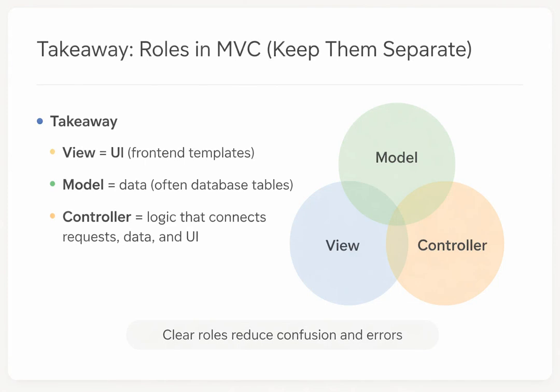The key takeaway for now is to keep the roles clear. Views are for the UI. Models represent data, often tied to database tables. And controllers handle the request and coordinate between the two. Next, the tutor will continue building on this structure as the project work becomes more hands-on.